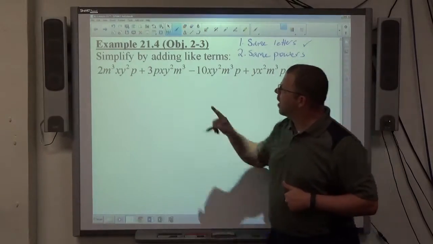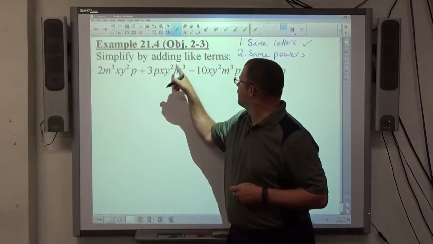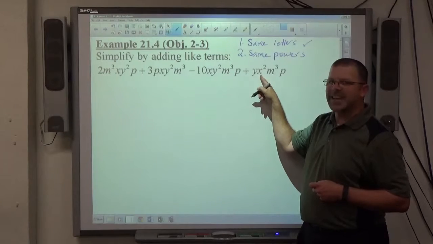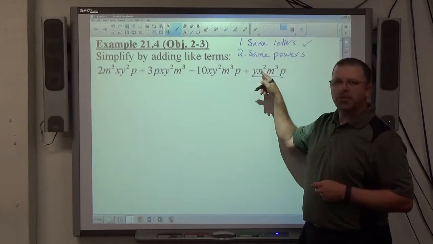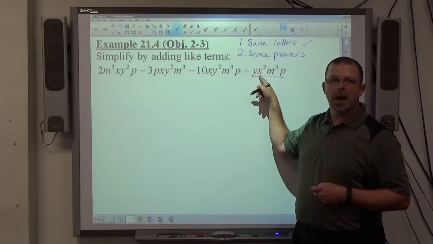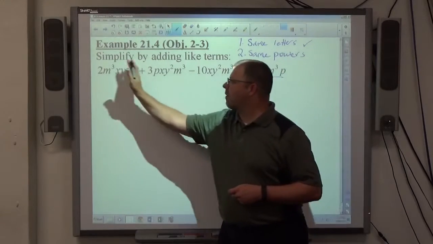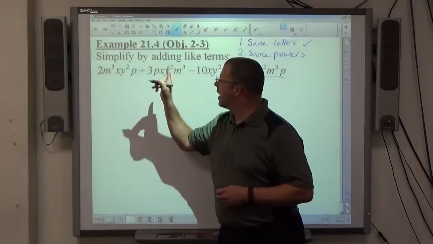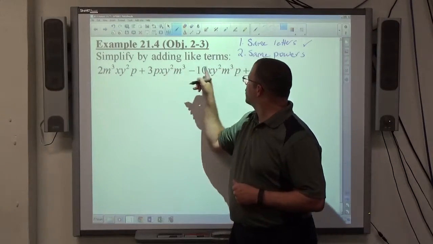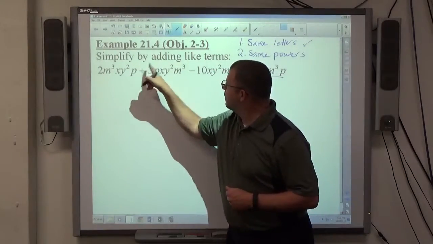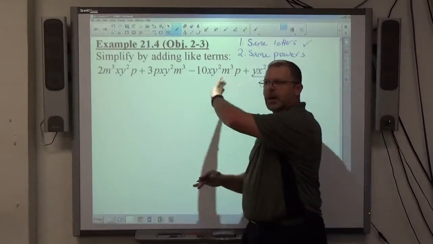Good. Moving on to X. X to the first, X to the first, X to the first, X to the second. Different. That one's different from the other 3 because this X has the wrong power on it, okay? These 3 still have all the same powers, right? M and X. Next one's Y. Y squared, Y squared, Y squared. P to the first, P to the first, P to the first. Those 3 guys are like terms.